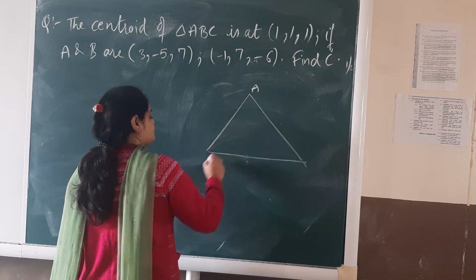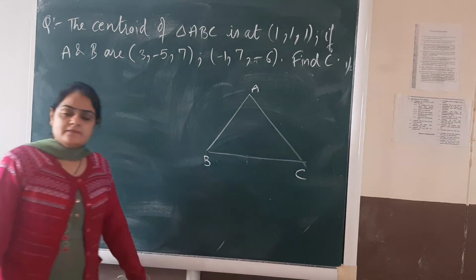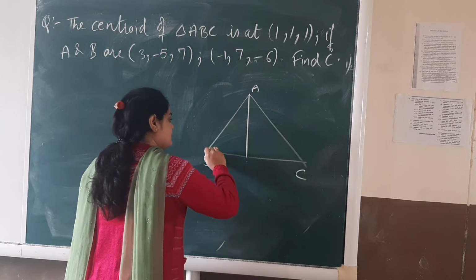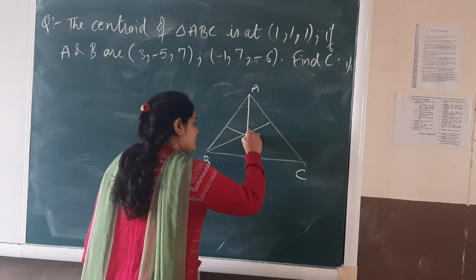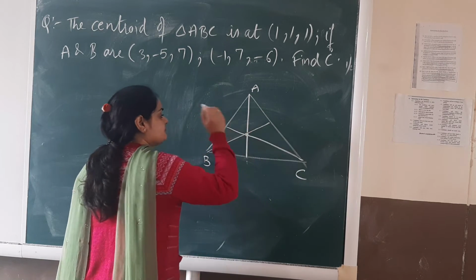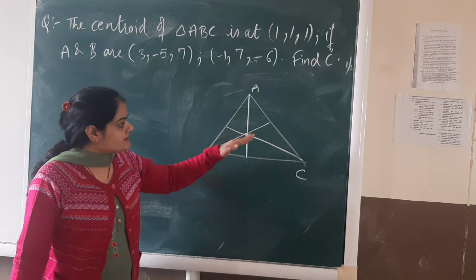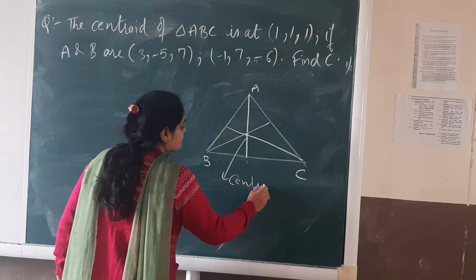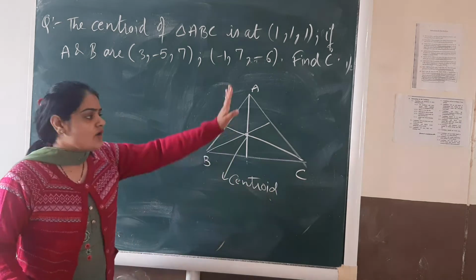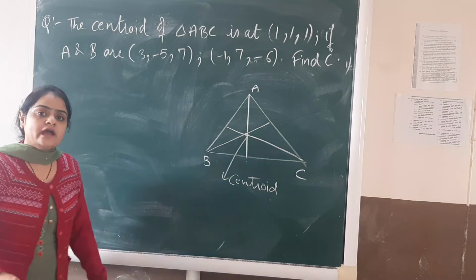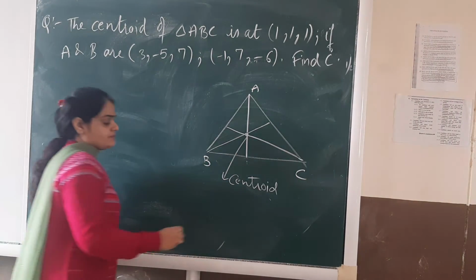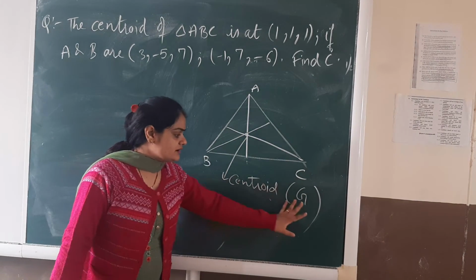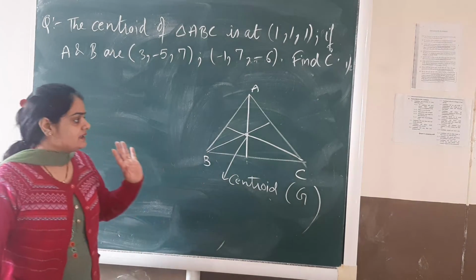Now the question is, if one triangle ABC is there, then what do you mean by centroid? When all the 3 medians meet at a point, then this point is called the centroid. That means the centroid is the intersection of all 3 medians of a triangle. So this is the centroid, and we denote it by G, capital G.